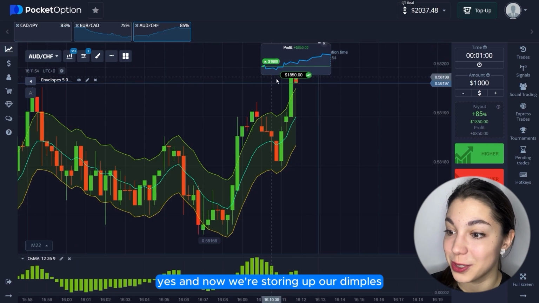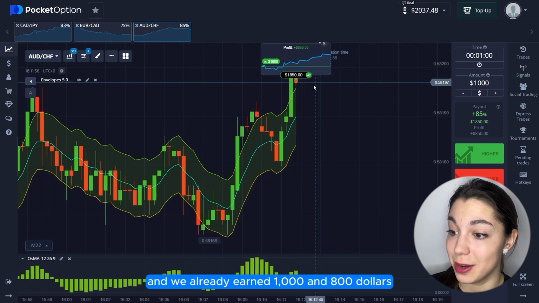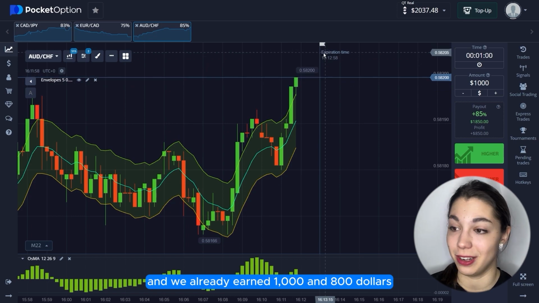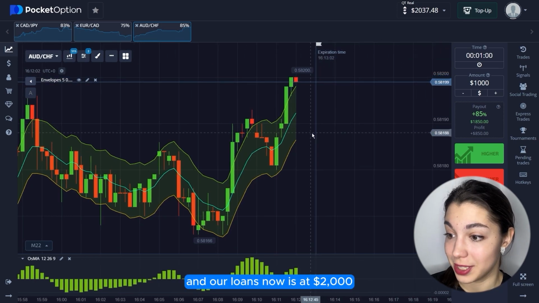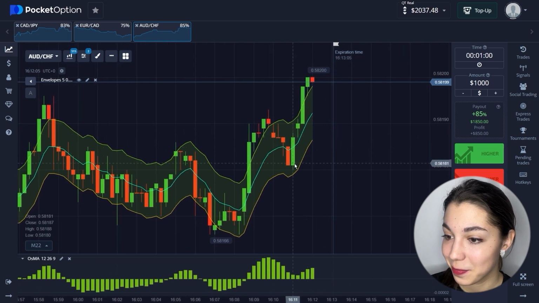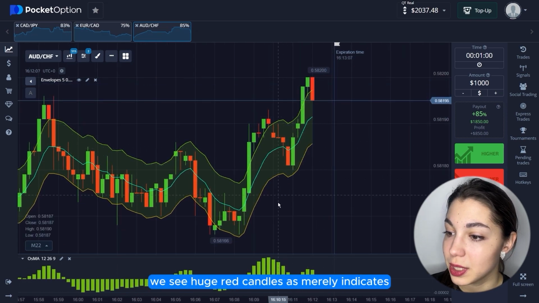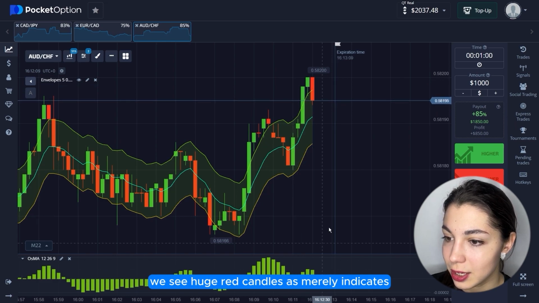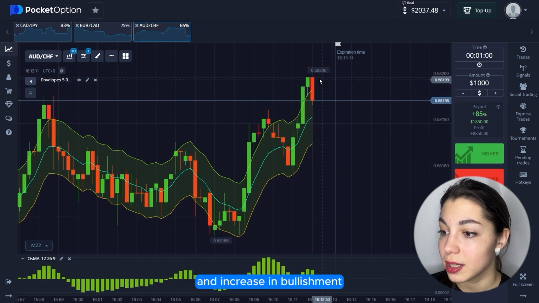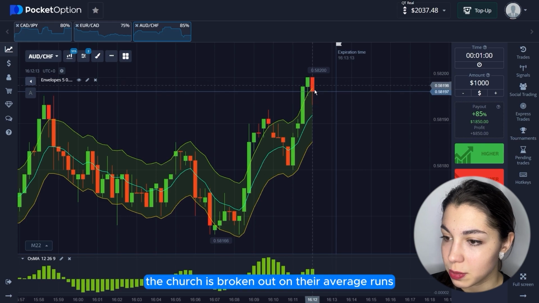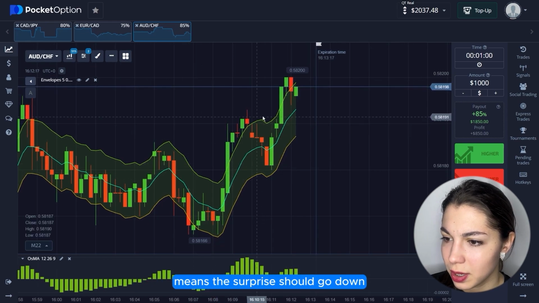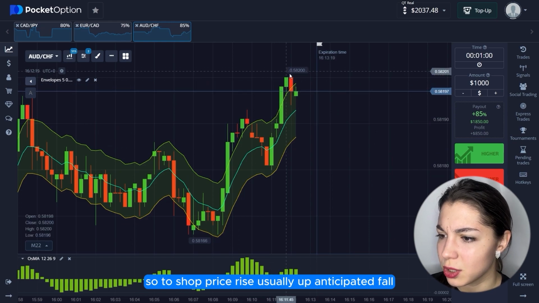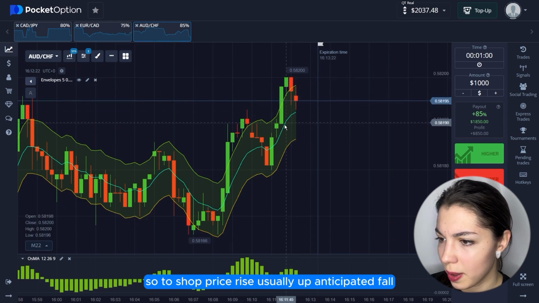Yes, another very strong upward impulse, and we already earned $1,800. And our balance now is at $2,000. The price rose sharply. We see huge green candles, which may indicate an increase in bullish movement. The chart has broken out on the upward run, which means the price should go down. Such a sharp price rise usually anticipates a fall.